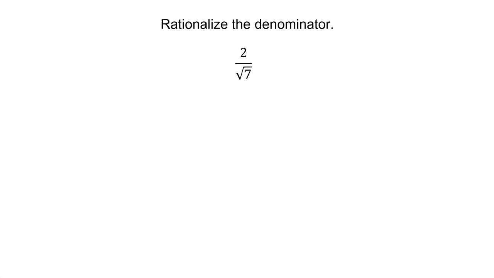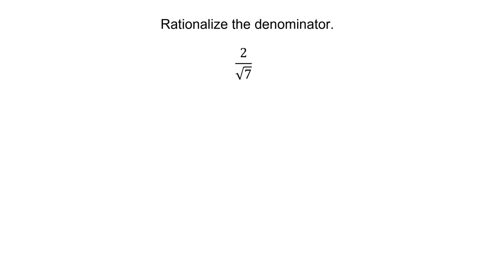Specifically, we're going to rationalize denominators that contain a single term square root. In future videos, we'll learn how to rationalize the denominators of fractions that contain more than one term, or higher order roots like cube roots and fourth roots. But in this video, we're going to specifically focus on rationalizing denominators where the denominator is a single term square root.